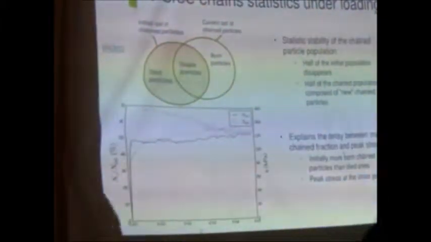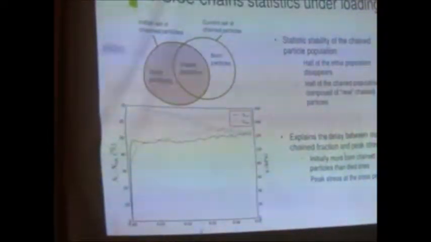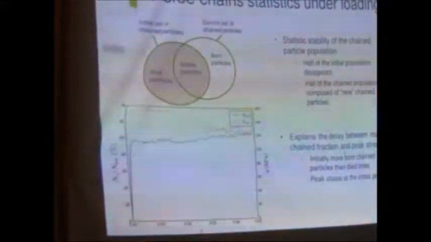So at first, when you load, you recruit new particles rapidly, and you destroy chains less rapidly than you recruit new particles. And from the point that you destroy more chains than you are able to build new chains, you reach a maximum stress in the deviatoric stress response, and then you start to enter the softening regime as the number of dead particles goes above the number of born particles.